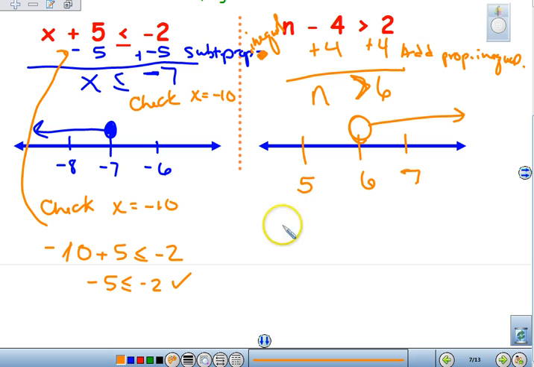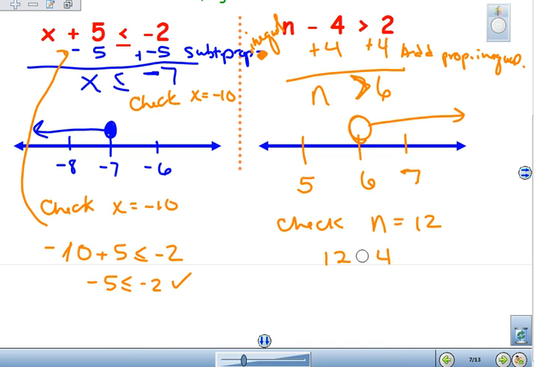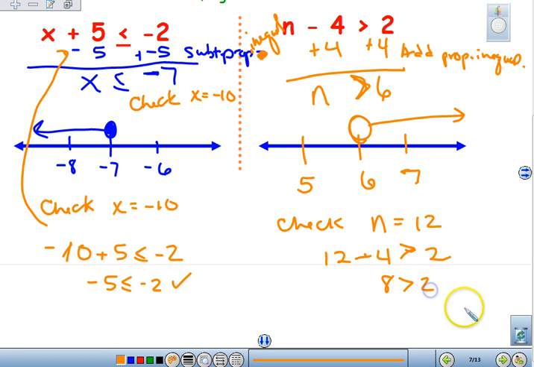It would include 6.0001, but when we do our check, again, we want to check a value that we know is definitely way out here in the greater than. So again, maybe we pick n is equal to 12. It doesn't matter what number, just some number bigger than 6. And we put 12 minus 4 is greater than 2. And 8 is greater than 2, so it works.